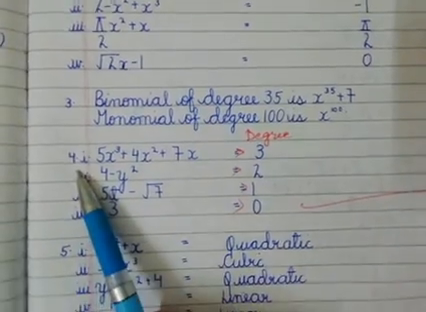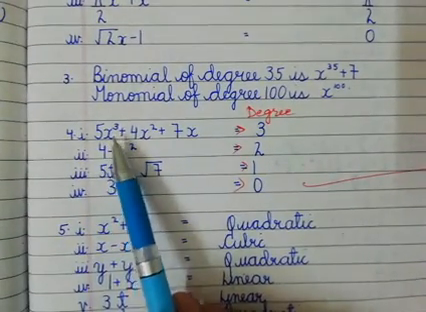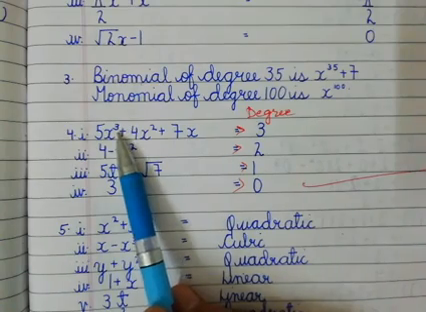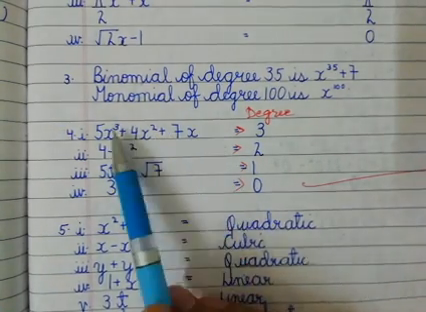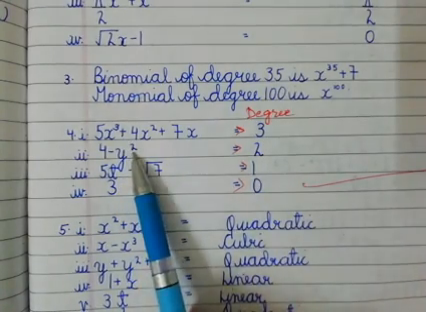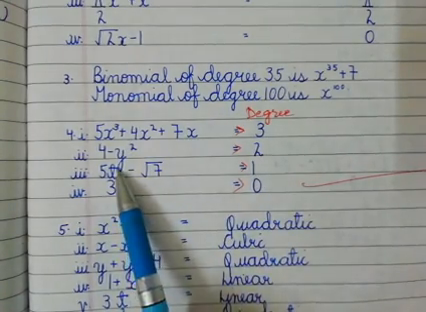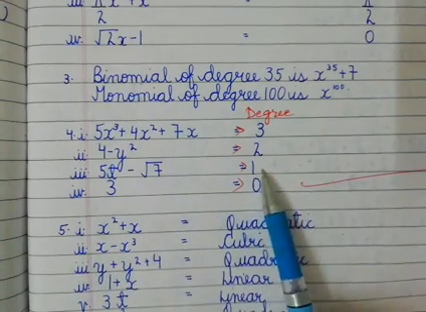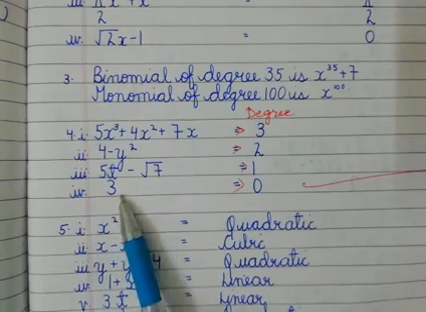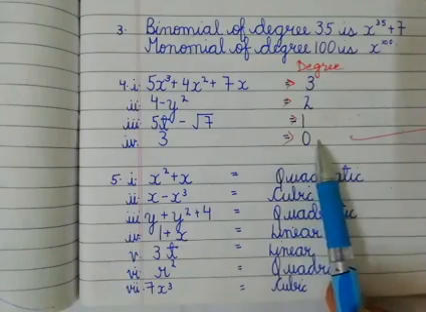Now in question number 4, we have to tell the degree of each polynomial. Here we will check the highest power. The powers of x are 3, 2, 1, so 3 is the highest power, that's why the degree is 3. y to the power 2, that's why the degree is 2. t to the power 1, that's why the degree is 1. Here there is no variable, it is a constant term.